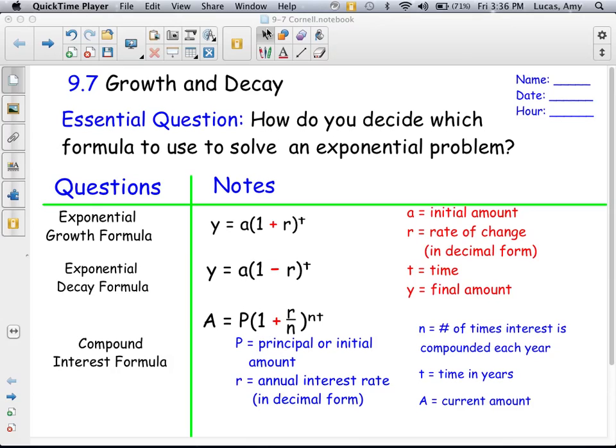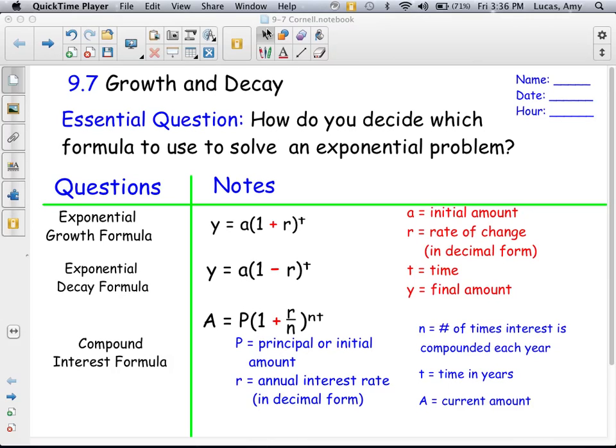So it doesn't just mean that you're paying money back to a bank, it could mean that you're making money instead. A represents the current amount, P represents the principal or the initial amount, the amount that you borrowed or invested. Then in parentheses we've got 1 plus R divided by N, the ratio of R over N, where R is the annual interest rate in decimal form, and N is the number of times the interest is compounded each year.